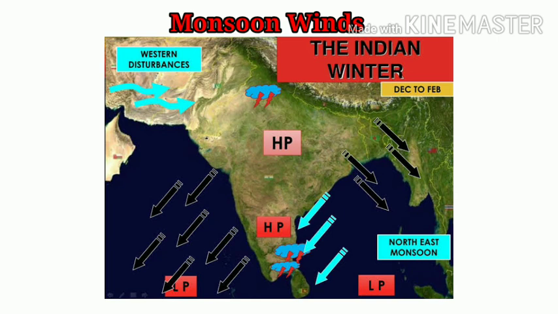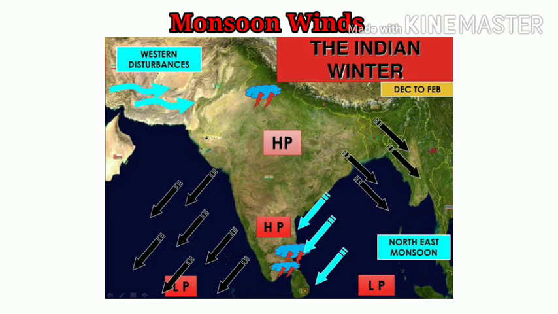Now let's come to the next topic. Before starting the next factor, you can see that in the northeastern monsoon winds map, just above in the northern part, there are arrows drawn and it's written "western disturbance". So this will be the next factor.